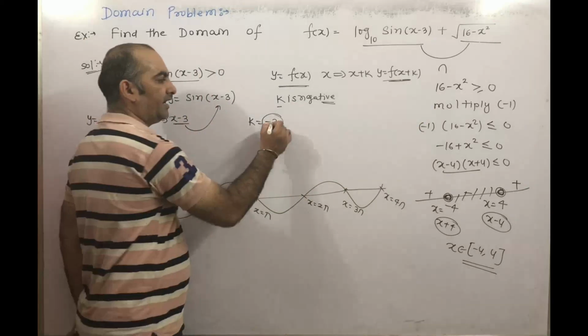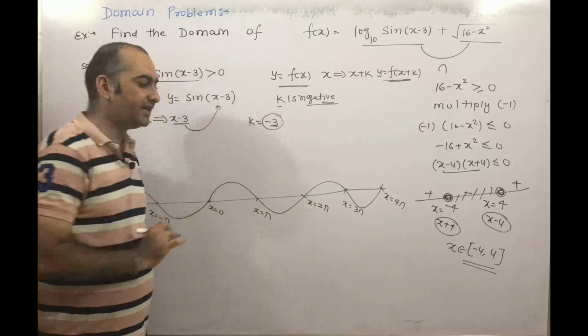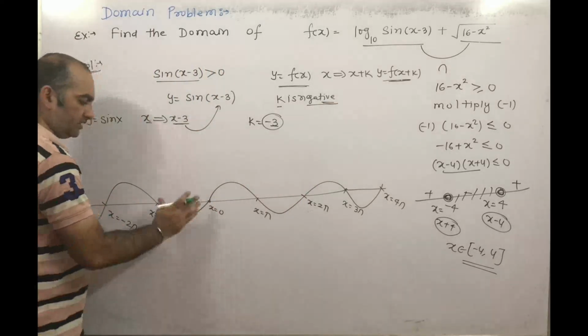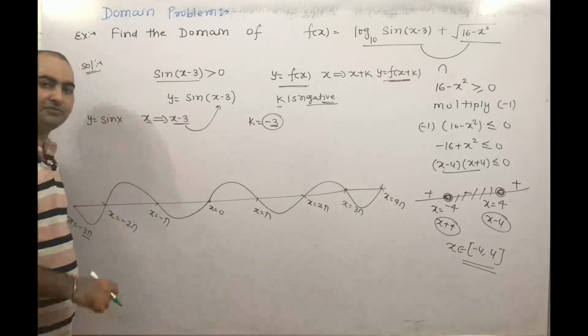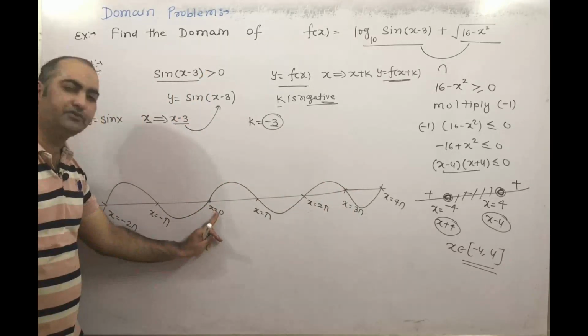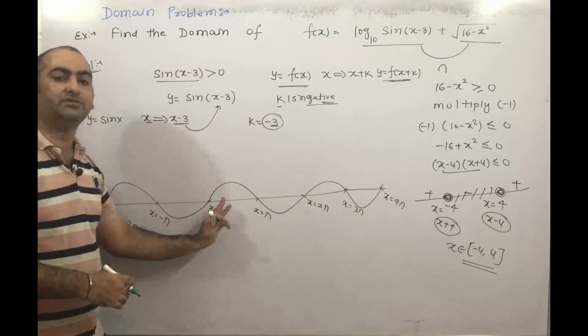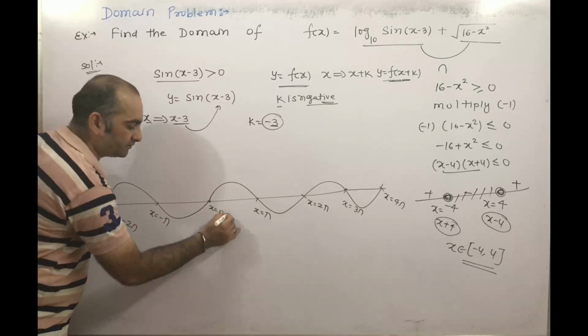So if k is negative, that means for this sine x graph, we have to shift 3 units to the right-hand side. If you shift 3 units right, then 0 becomes 0 plus 3, so this will become 3.